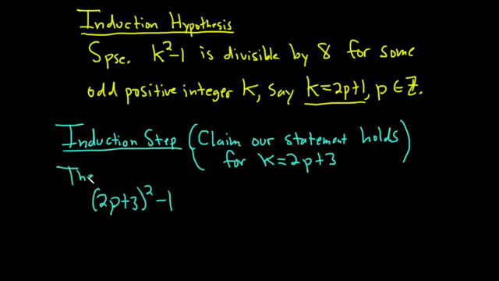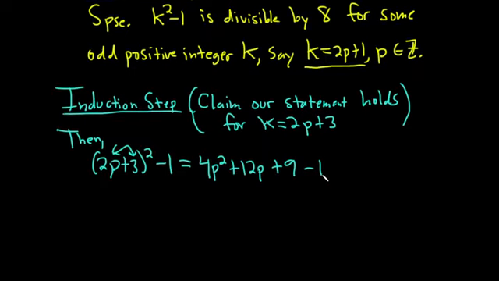So then, this is equal to, you can multiply this out. There's a formula. You square the first one, 4p squared. Multiply these and double them, so 6p times 2 is 12p. Plus you square the last one, 9. It's just a formula to multiply it out. Minus 1. And this is equal to 4p squared plus 12p plus 8.